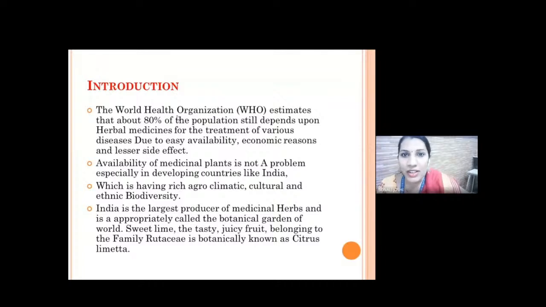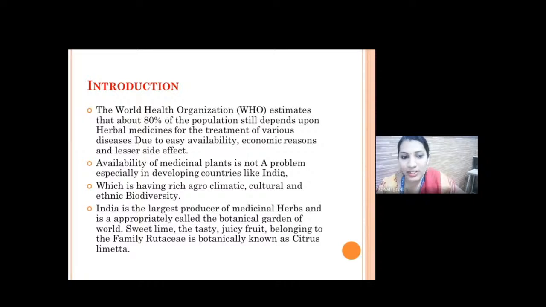We know there are different types of herbal plants in India. The World Health Organization estimates that 80% of the population still depends on herbal medicine. What is the reason behind this? Herbal medicines are cost effective, and the availability of medicinal plants is not a problem, especially in developing countries like India, which are rich in agroclimatic, cultural and ethnic biodiversity. And the main thing is that India is a large producer of medicinal herbs.